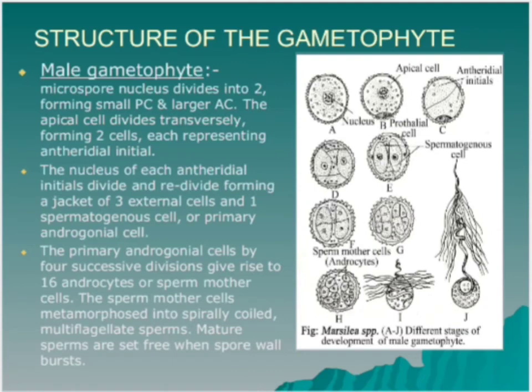The nucleus of each antheridial initial divides and redivides, forming a jacket of three external cells and one spermatogenous cell or primary androgonial cell. The primary androgonial cells, by 4 successive divisions, give rise to 16 androcytes or sperm mother cells. The sperm mother cells metamorphose into spirally coiled multiflagellate sperms. Mature sperms are set free when the spore wall bursts.